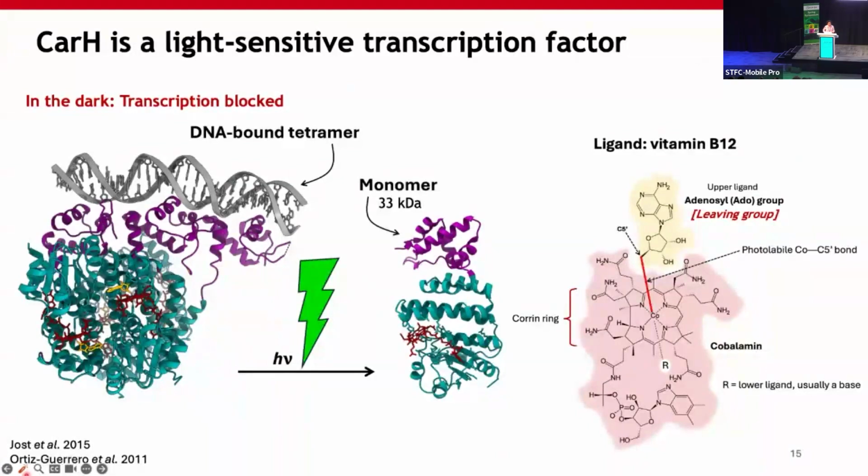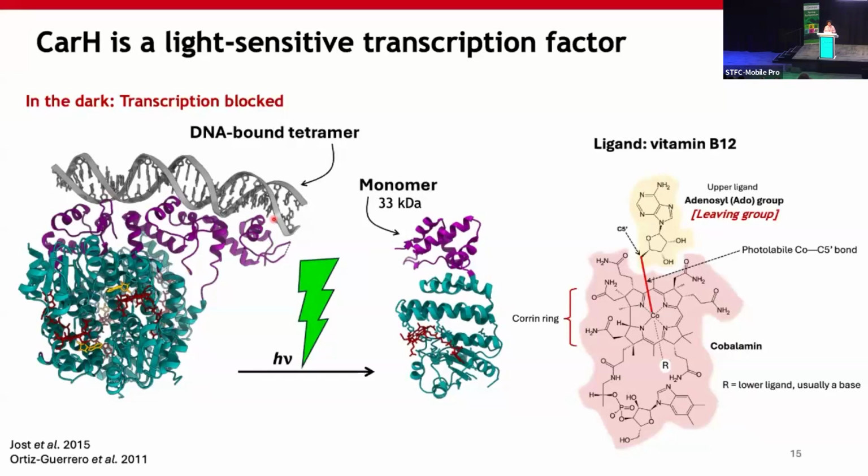How it works is that in the dark, CarH is a tetramer of 4 monomers, which are identical, and each monomer has a ligand, which is light sensitive, and it's a form of vitamin B12 called adenosylcobalamin. So it has this cobalamin part with a cobalt and an adenosyl group, which is bound by a covalent bond between a cobalt and a carbon. And this tetramer binds to DNA, it binds to the carotenoid promoter, and doesn't allow the rest of the genes that are necessary for the biosynthesis of carotenoid to be transcribed in the dark.